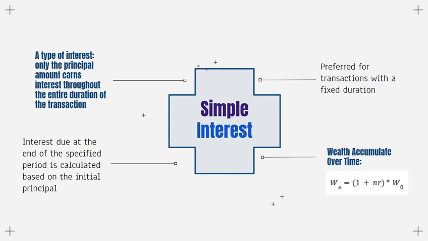Unlike compound interest, which considers the accumulated interest over time, simple interest results in a constant interest amount for each year. As wealth accumulates over time, in simple interest models, the total amount after n years is calculated using the formula in the slides.